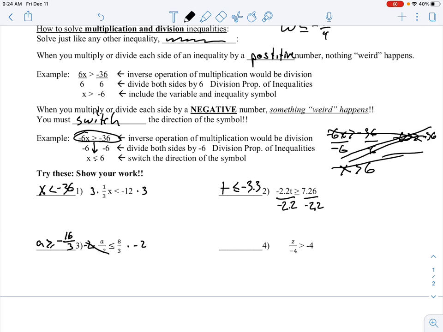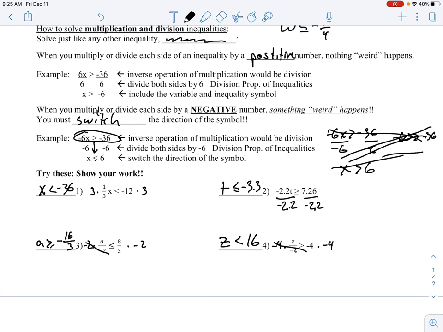And then finally here, we have z divided by negative 4. The opposite of that is multiplying by negative 4. And we get z, we multiplied by a negative to get to our answer here, so our sign must flip. Negative 4 times negative 4 is 16. So z is less than 16 to make this work. Those are our examples.